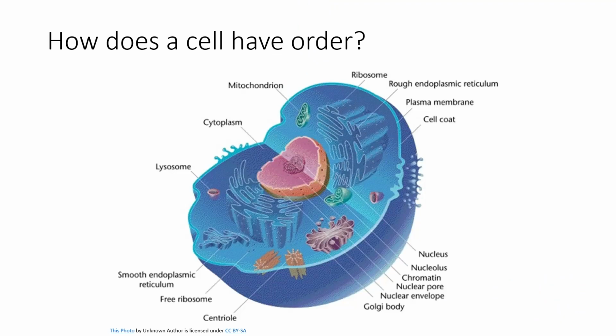So how does a cell have order? And we're calling it a cell instead of an organism because remember, sometimes organisms can just be one single cell. So in order for a cell to be considered alive, it has to have order, and we order our cell based on what's found inside of the cell. A cell has order because it has organelles. The organelles are individual functional units of the cell that are going to perform a particular function for that cell.